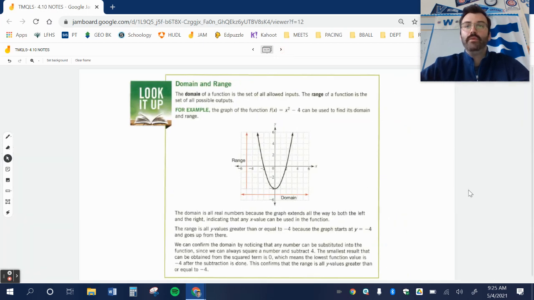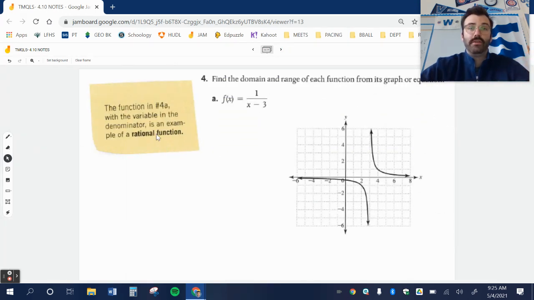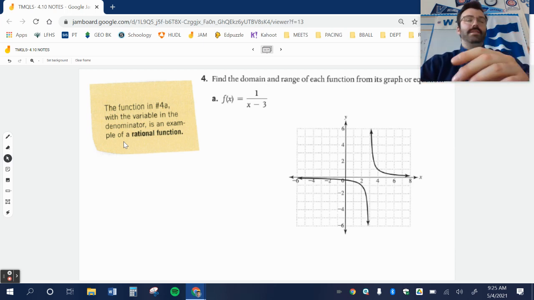So our domain, we read from left to right. It's all of your possible inputs. Your range is from up to down, bottom to top. It's all of our possible outputs. So domain is input, range is output. So this function is called a rational function. When I say rational, I think ratio. Is it important that you know the names of these functions? No, but I want you to at least hear the names and understand that those names exist. So this is called a rational function, and we want to determine the domain and range.